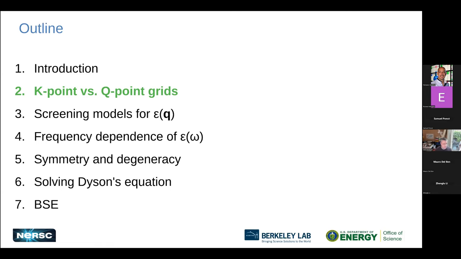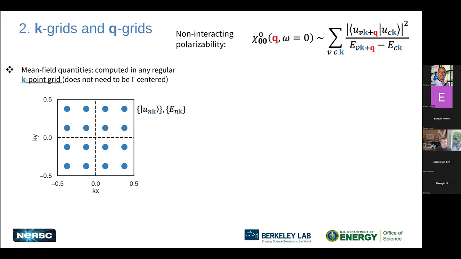Okay, so let me talk about those wave function files and why you have these multiple files and what we mean when we say K-point and Q-point grids. As we mentioned here, the non-interacting polarizability has the sum over K-points, but it's also a function of Q itself. And so in particular, when you run a DFT calculation, you can use any regular K-point grid that you want. You can shift this in any way that you want. And it doesn't necessarily have to be gamma-centered. Often it is, but maybe often it's not.